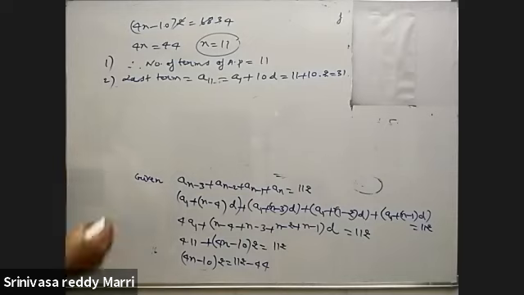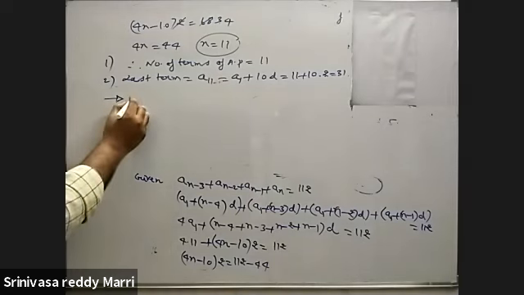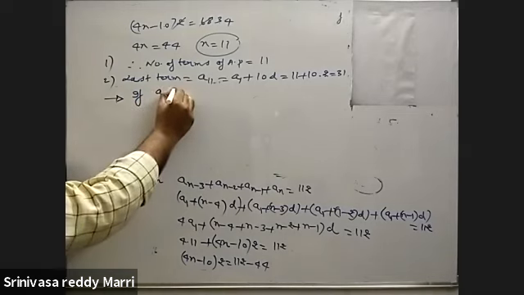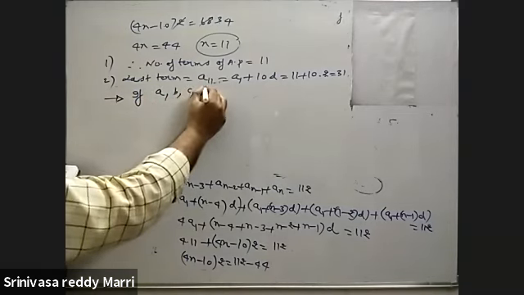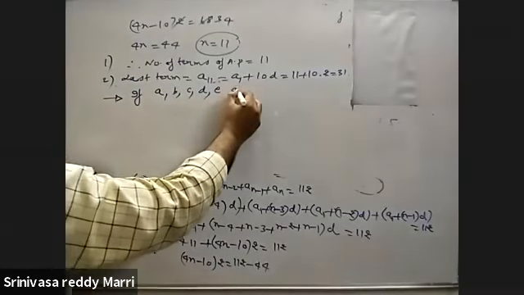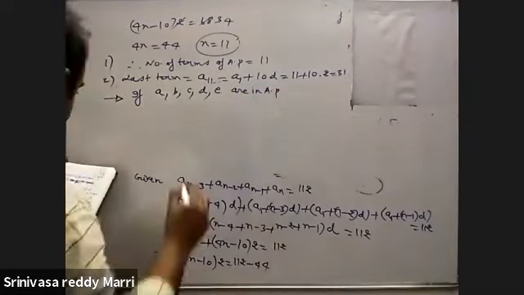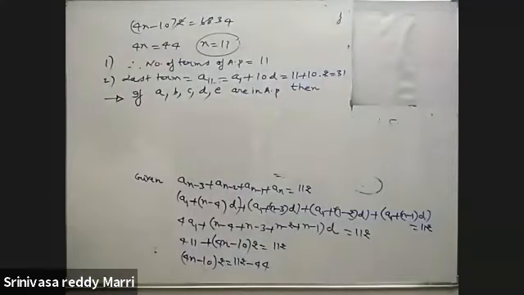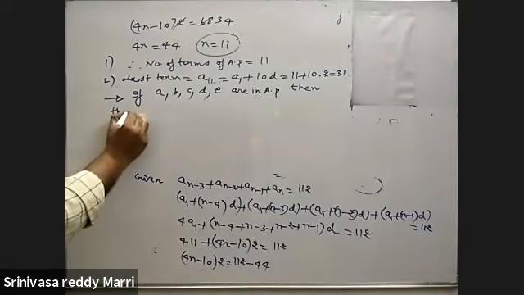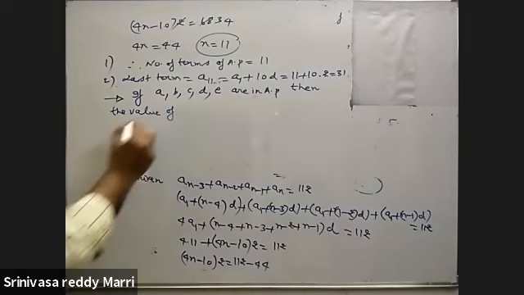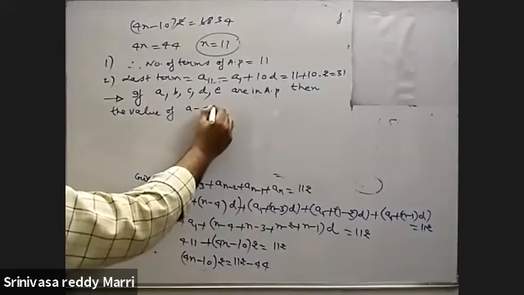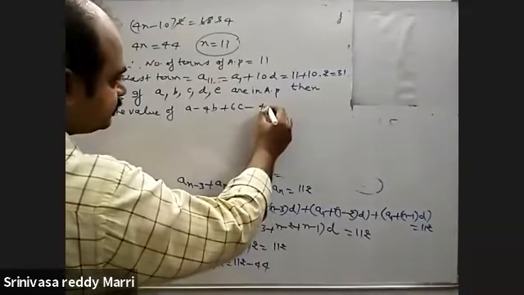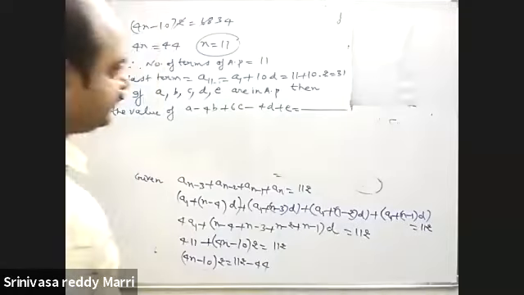Okay, one more problem. If A, B, C, D, E are in AP, then the value of A minus 4B plus 6C minus 4D plus E equal to dash is asking.